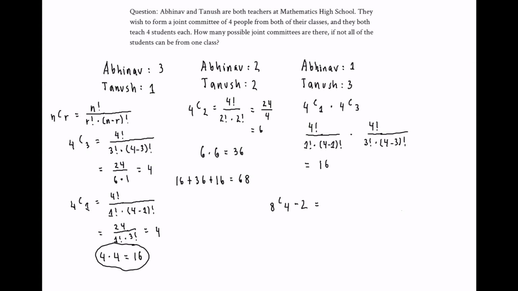So our answer becomes 8 factorial over 4 factorial times 4 factorial, which is equal to 8 times 7 times 6 times 5 over 4 factorial. And after simplifying, you should get 70. But let us remember to subtract the 2. And this gives us 68, which is the same answer as before.